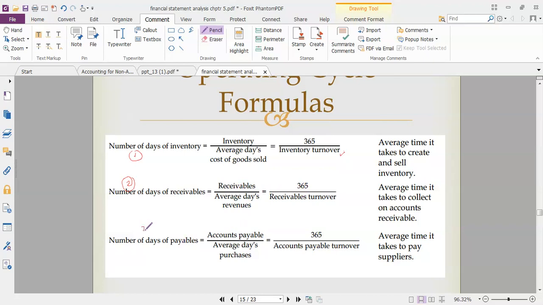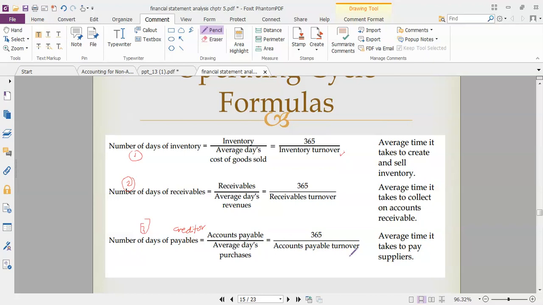Number three is to calculate the number of days of payable. Payable is our accounts payable or creditor. You must have the accounts payable amount divided by the average days purchases, or 365 days divided by the accounts payable turnover. That is the average time it takes to pay suppliers. How many days do we take to pay the suppliers.